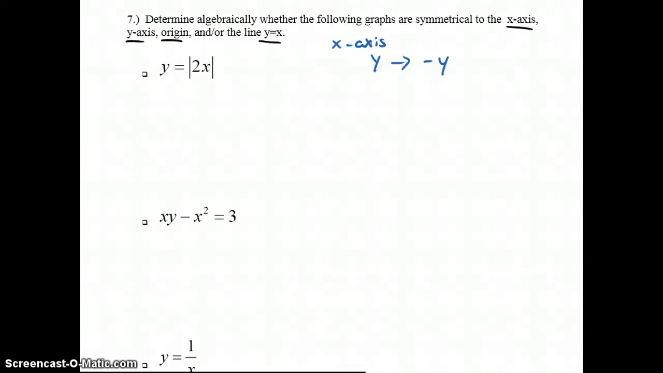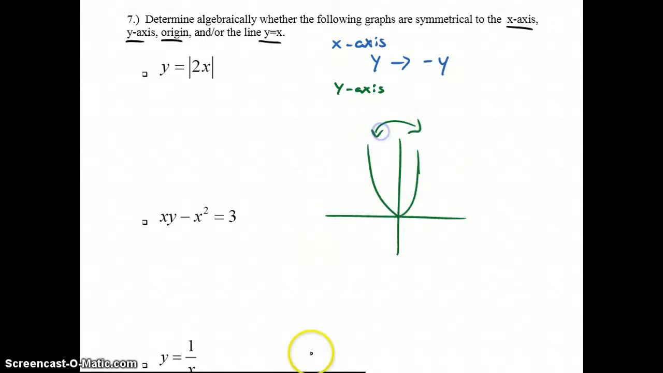To see if things are symmetric to the y-axis, if we look at the graph, you flip it over the y-axis, and you end up back to where you started. Well, to figure that out, you make your x values into negative x. If I put in x, put in negative x, I should get the same thing. So if you get back to where you started, then you've got y-axis symmetry.